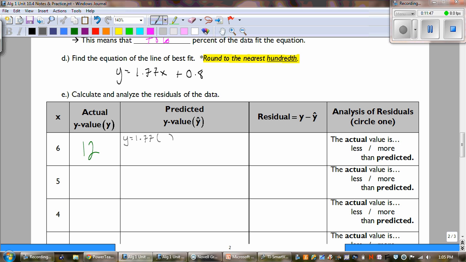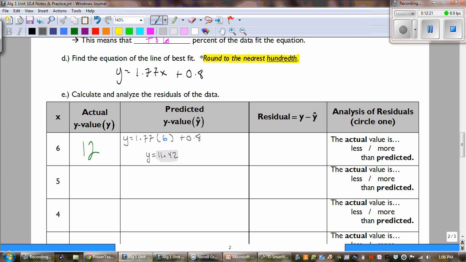To find the predicted value, we're going to plug in y equals 1.77x plus 0.8. And we're going to plug in 6. And now that's just plugging into your calculator. Okay, and what do you get? We get that y equals 11.42. So that's our new information that we need.